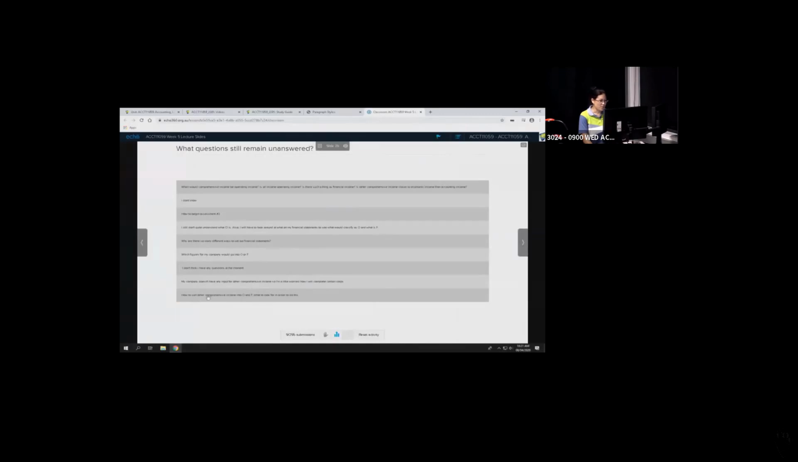How to sort other comprehensive income into O and F, what to look for? You need to understand what O and F is, and you need to understand what each of your items of other comprehensive income is. Once you understand those, you will be able to classify your other CI into O and F. That's all the questions.